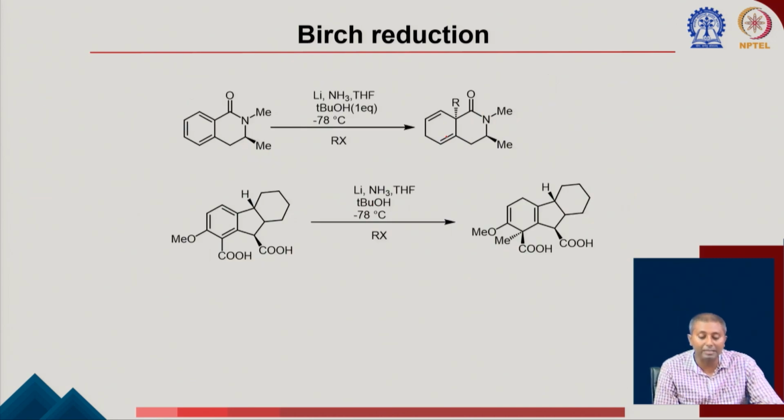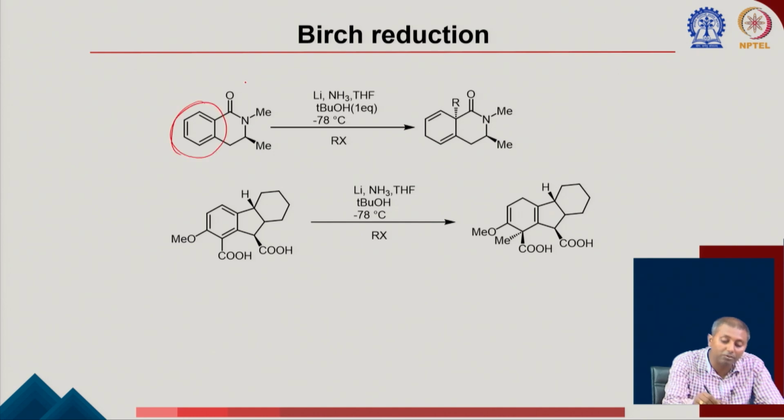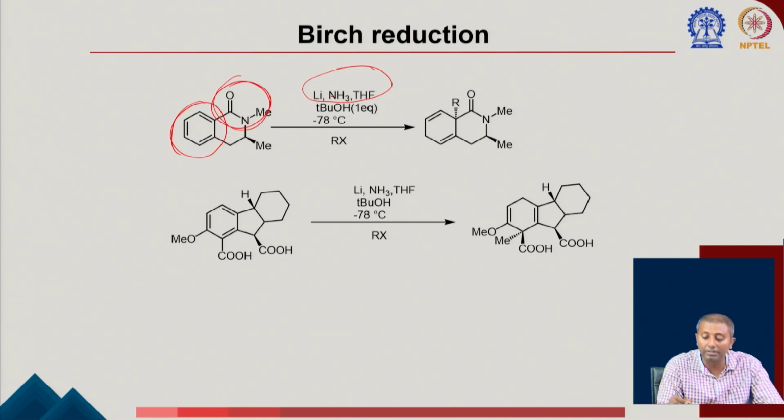Another example of Birch reduction here, you have the electron withdrawing group. So this is the ring and you have the electron withdrawing group, the amide group. You have liquid ammonia, you have lithium and ammonia, that is going to reduce it. And then you have an Rx, that means that is going to go next to the ester. So this is the carbon and there will be H here, and there will be R that is going to add.